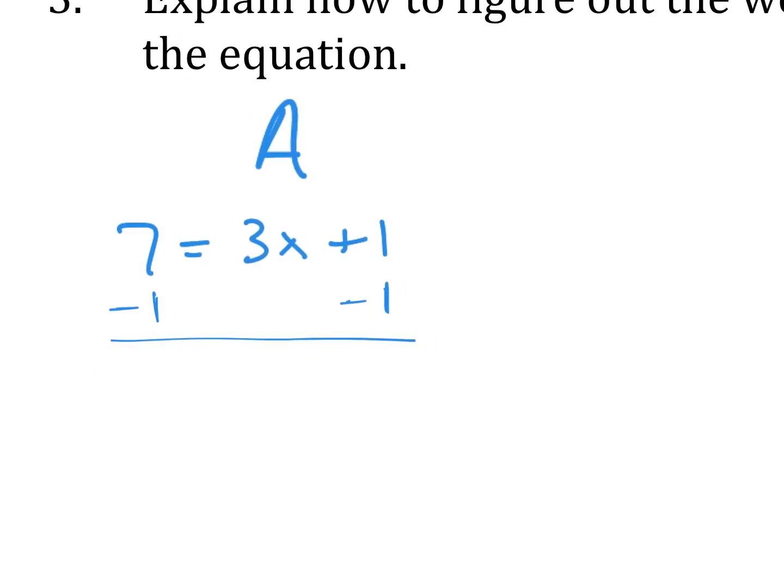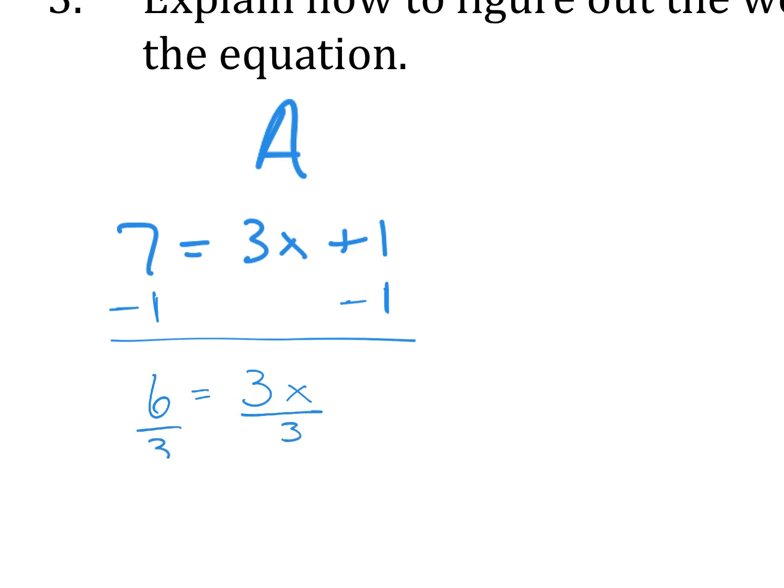When I do that, 7 minus 1 is 6. And when I do the minus 1 on the other side, I'm just left with the 3x. The next thing we did was we divided up our variables into groups. And because there were 3 variables, we have to divide them into 3 groups. So you need to divide both sides by 3.